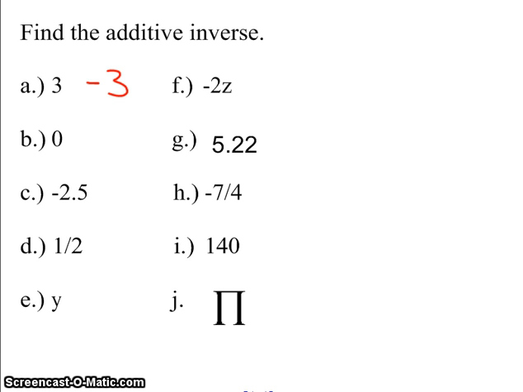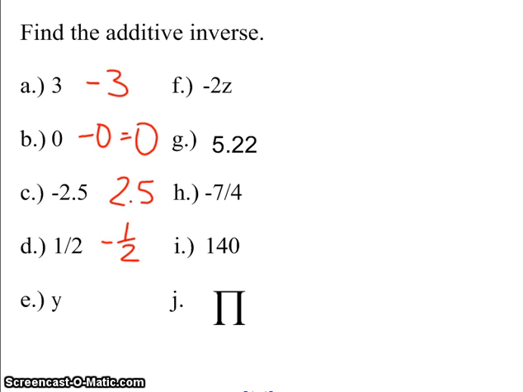What about letter B, 0? This is a little tricky. What can we add to 0 to indeed get an answer of 0? Well, some people may say negative 0. But really, the opposite of 0 is just itself. Negative 0 is still a 0. So that one can be a little tricky. Letter C, negative 2.5. If I want to make that be a 0, I'm going to add a positive 2.5. Positive 1/2, we're going to add a negative 1/2.